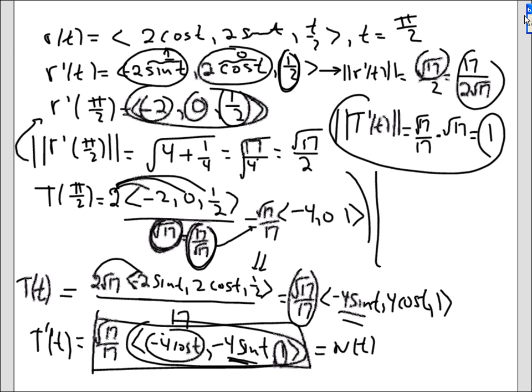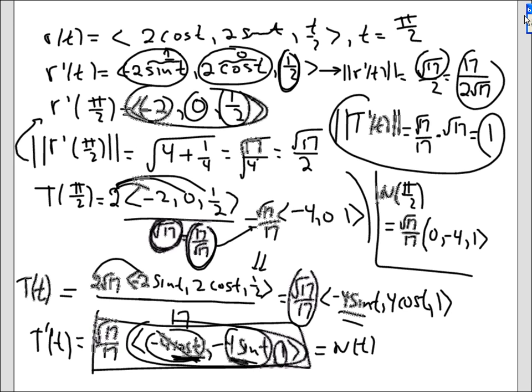Okay, in this little corner here, I'm going to find N of pi over 2. Well, I know it's going to be the square root of 17 over 17 times. The cosine of pi over 2 is 0. 4 times 0 is 0. Minus the sine of pi over 2 is 1. Negative 4 times 1 is negative 4. And 1 is always 1. So that is N of pi over 2.